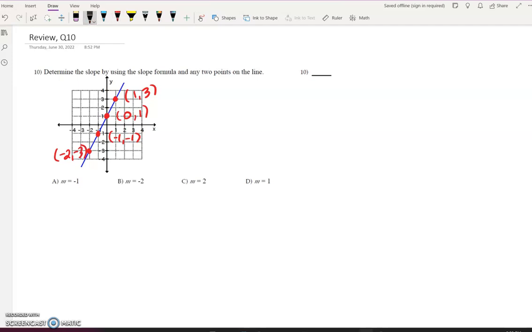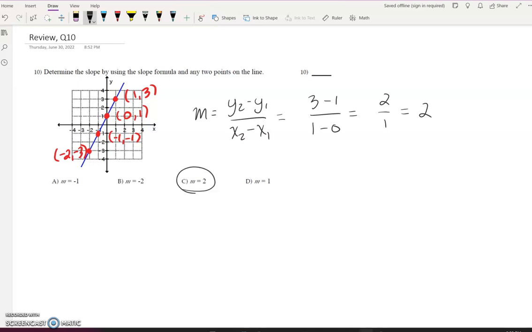So to find the slope, I know you know this one. Change in y over change in x. I'm just going to pick the first 2 points that I found. 3 minus 1 over 1 minus 0. 3 minus 1 is 2. 1 minus 0 is 1. 2 divided by 1 is 2. So my slope is 2.